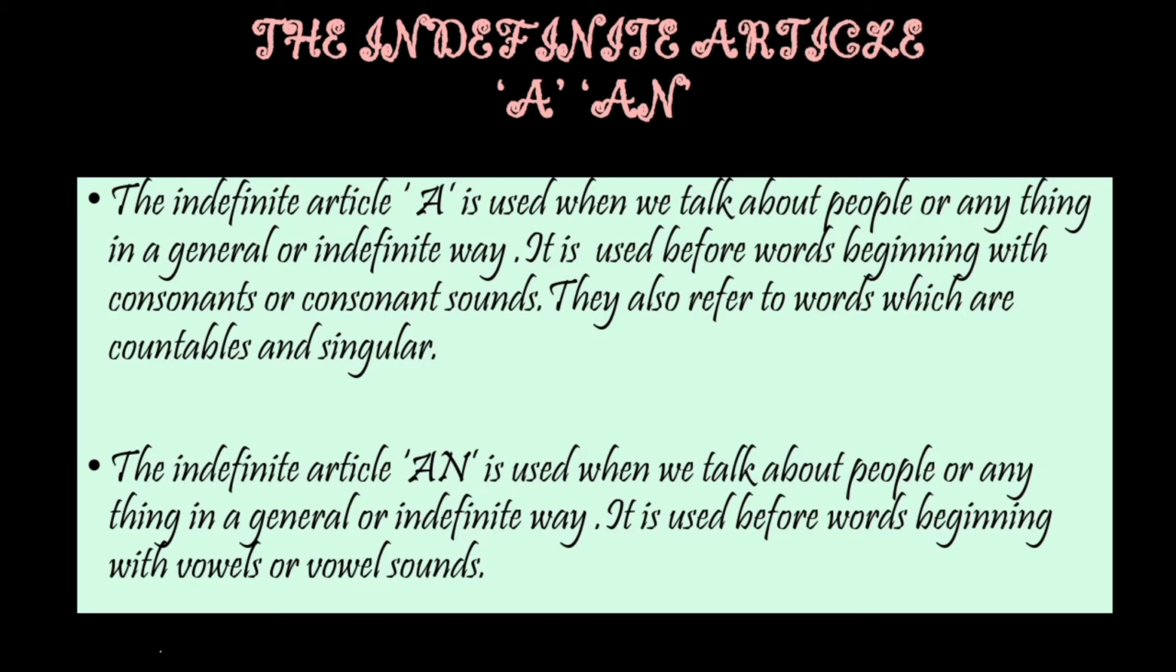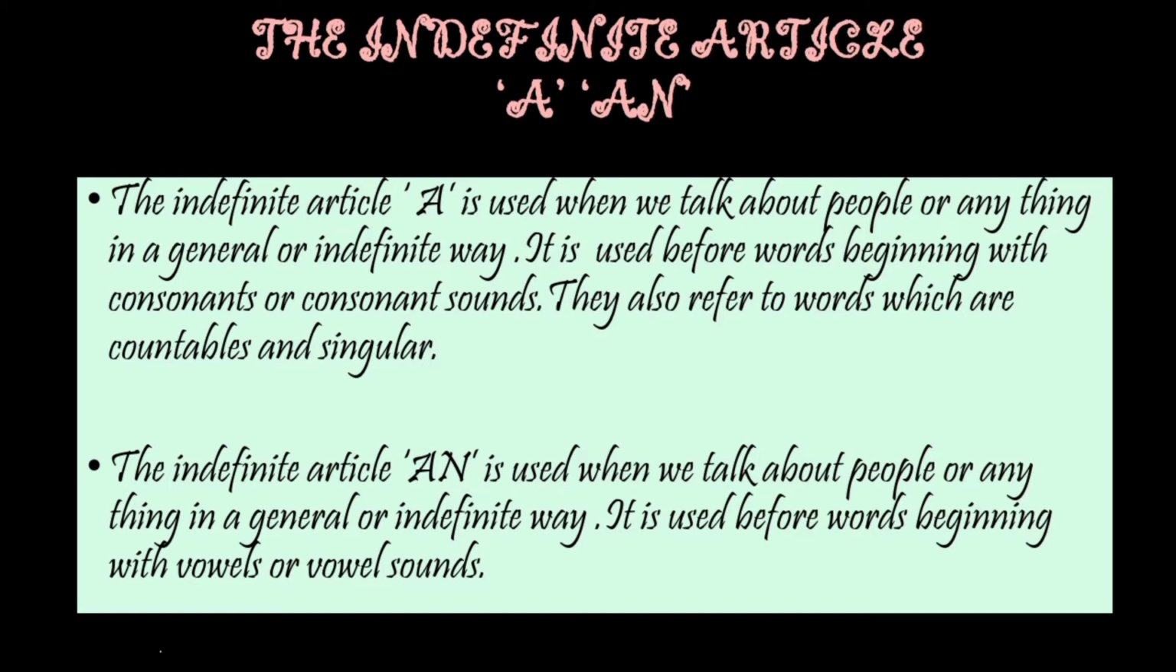Articles, as you know, you must have already studied in your previous classes also. There are two types of articles, the indefinite article and the definite article. The indefinite article refers to words such as a and an. The indefinite article a is used when we talk about people or anything in a general or indefinite way. It is used before words which begin with consonants or consonant sounds. They also refer to words which are countable and singular in number.